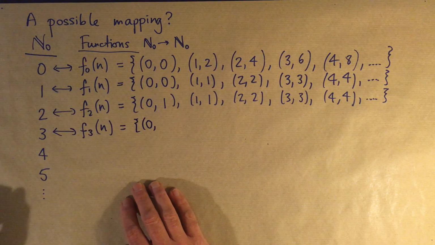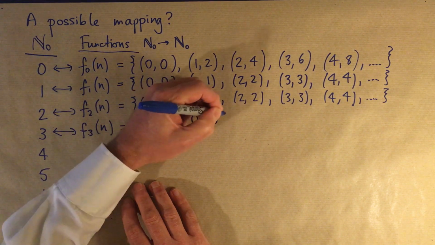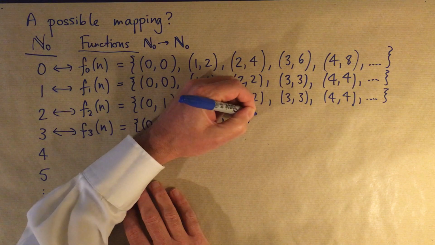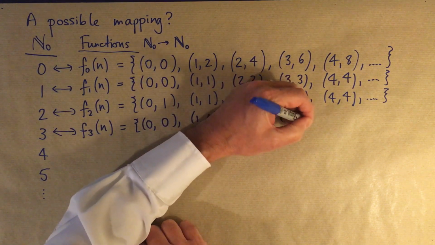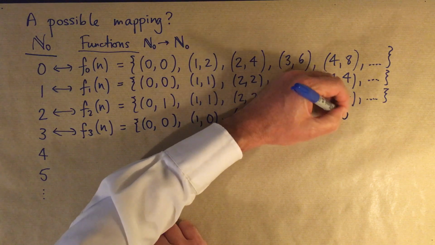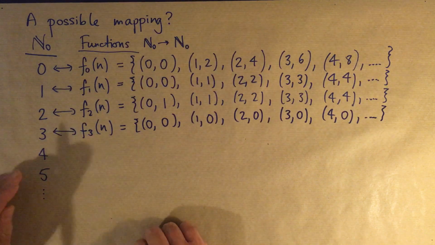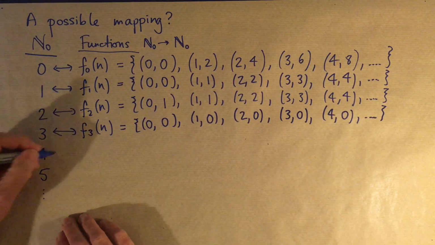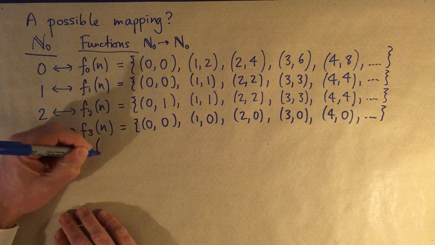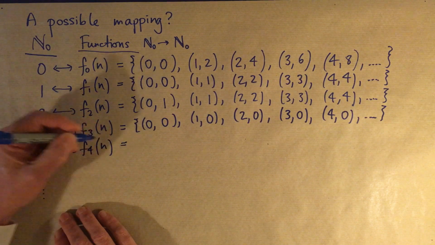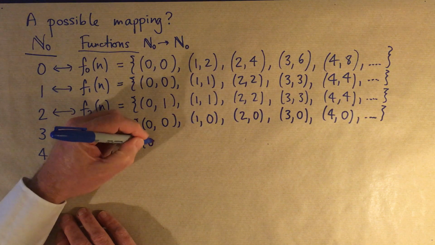Let's map everything onto 0. Why not? This is a function, and you're allowed to do this. Perfectly decent function. Every time you get an input, it just maps that input straight onto 0. Everything goes to 0. Certainly not a very interesting function, but it is a function. Let's have another function, f4. We talked about the squared function earlier. Well, let's have that one.